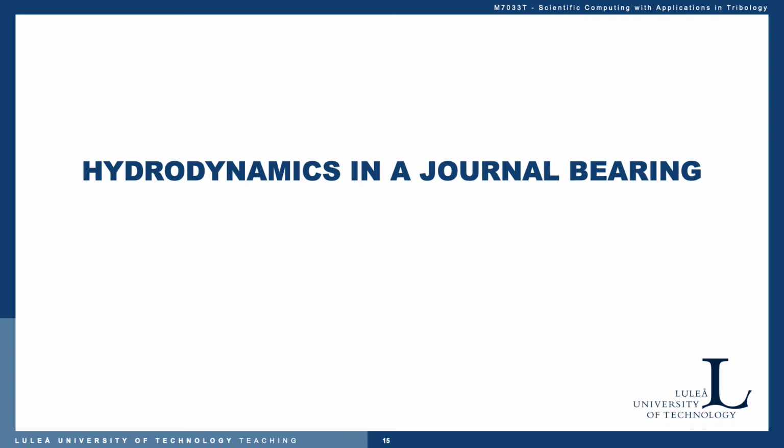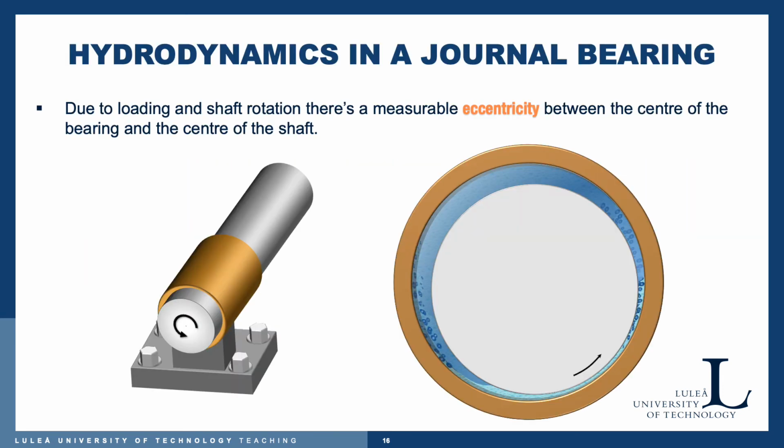So with the Reynolds equation at hand, we can apply it to various thin film flow applications, and one of them is journal bearings, and we are now going to discover the hydrodynamics in journal bearings and then add on the cavitation to it. The hydrodynamics in a journal bearing comes about from rotation and loading, and there is a measurable eccentricity between the center of the bearing and the center of the shaft.